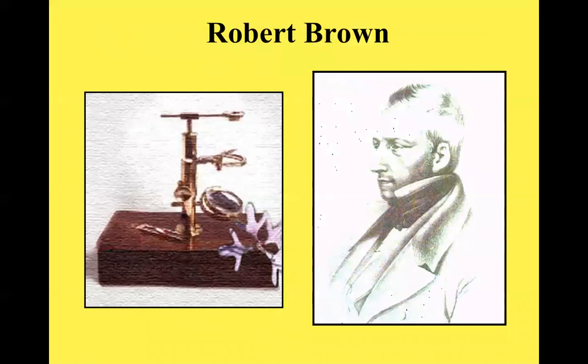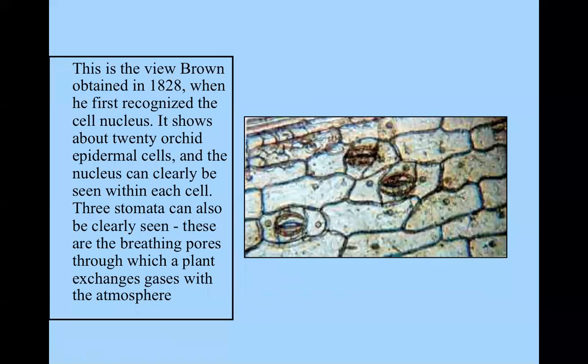Next comes Robert Brown in the 1820s, and he had an even better lens system, and he was able to sharpen the focus in his microscope, and he observed that there were dark spots in cells, which today we know he was observing the nuclei. This is the view Brown obtained in 1828 when he first recognized the cell nucleus. It shows about 20 orchid epidermal cells, and the nucleus can be clearly seen within each cell. You can see the nuclei here and here and here, and so forth. Also, 3 stomata can be seen. These are the breathing pores that plants use to exchange gases with the atmosphere. So he was looking at the epidermal cells of some orchids, and plant cells have these openings for gas exchange, but clearly he was able to observe the nucleus.